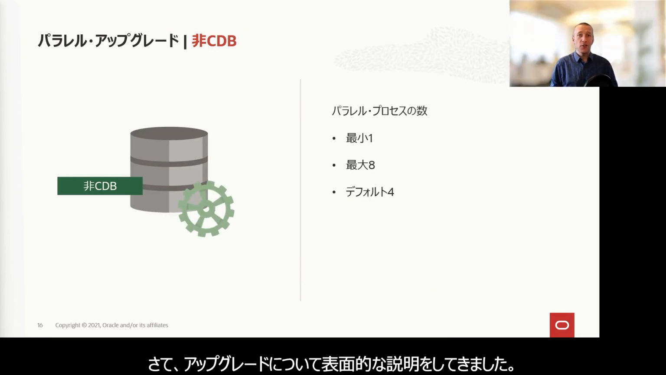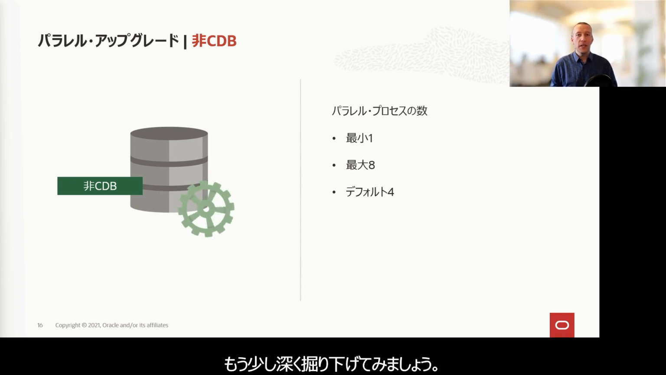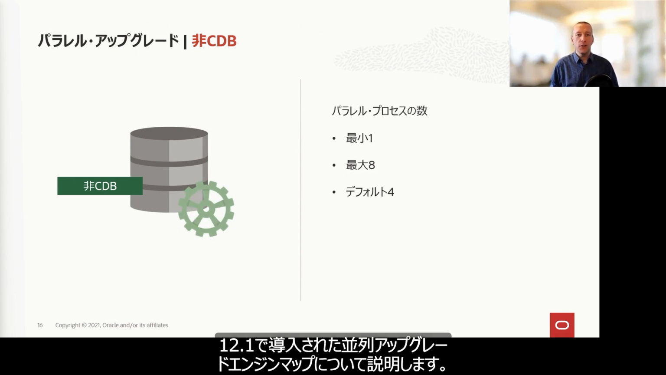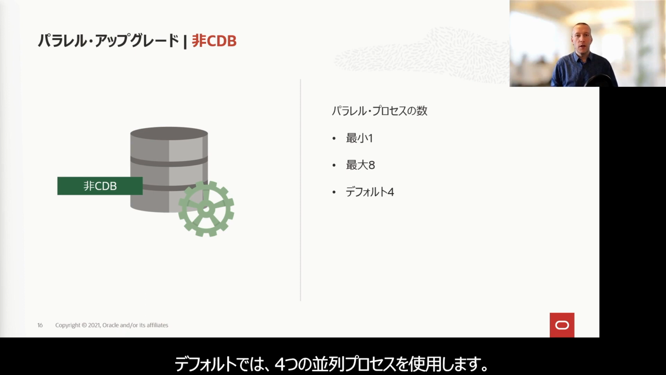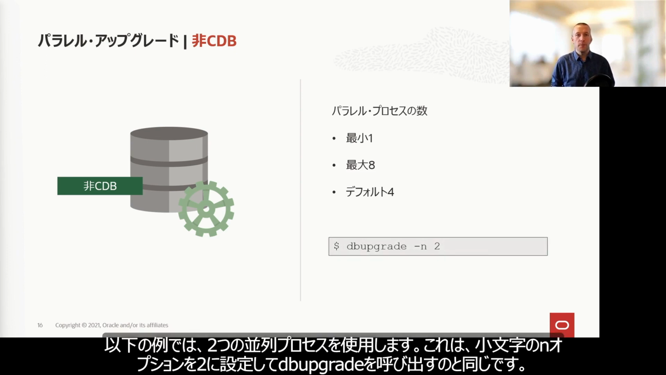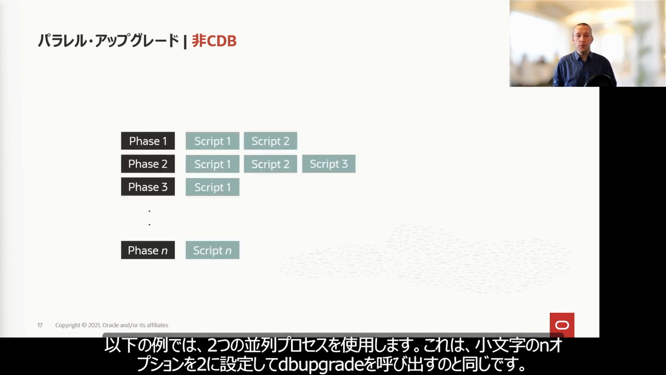Now that we've scratched the surface on upgrades, let's go a little deeper and talk about the parallel upgrade engine that was introduced in 12.1. When you upgrade a non-CDB database, the parallel upgrade will use a number of parallel processes to do the actual upgrade. The default is to use 4 parallel processes, but if you want, you can change it all the way up to 8. In the following example, I'll be using 2 parallel processes, which is similar to calling dbupgrade with the lowercase n option set to 2.